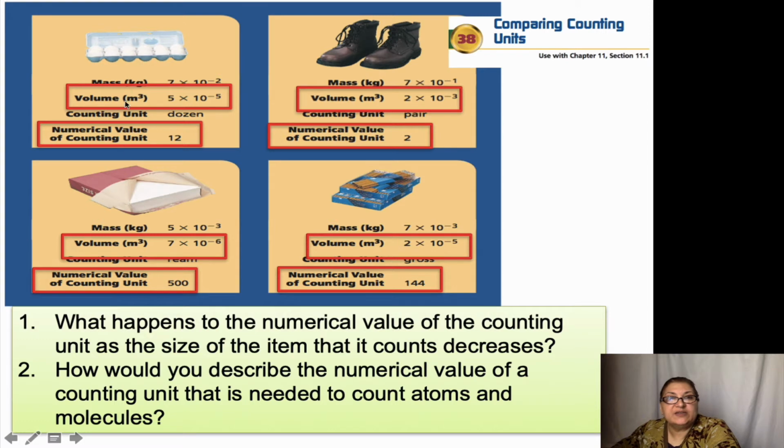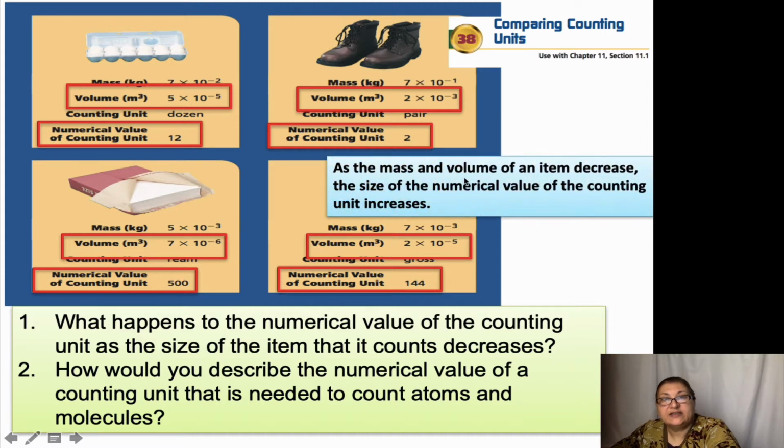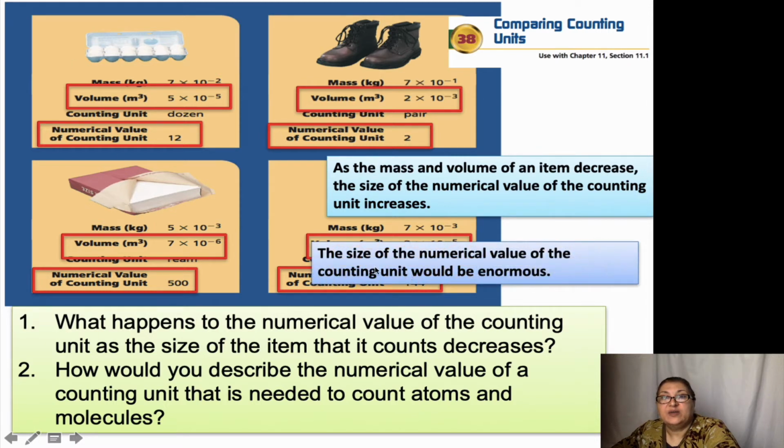So let's focus on these two. The volume goes from 5 times 10 to the negative 5 to the negative 6. So as the volume decreases, the numerical value of the counting unit increases. How would you describe the numerical value of counting units that is needed to count atoms? If we're dealing with atoms, it's a lot bigger than this. It's a lot more. So the number is huge, is enormous.